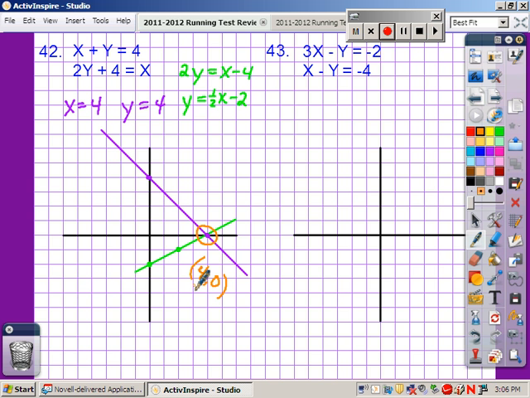All right, for number 43, we basically have the same kind of scenario, another one of these problems where we're trying to graph 2 equations. And this time we have sort of a mess. The bottom one isn't too bad, but the top one's a little ugly, I guess.